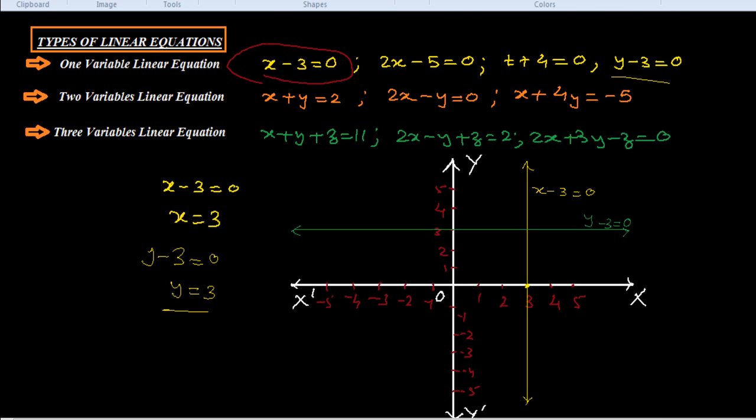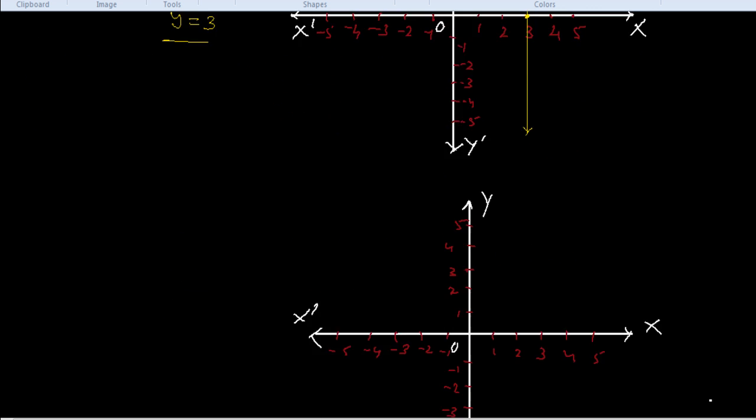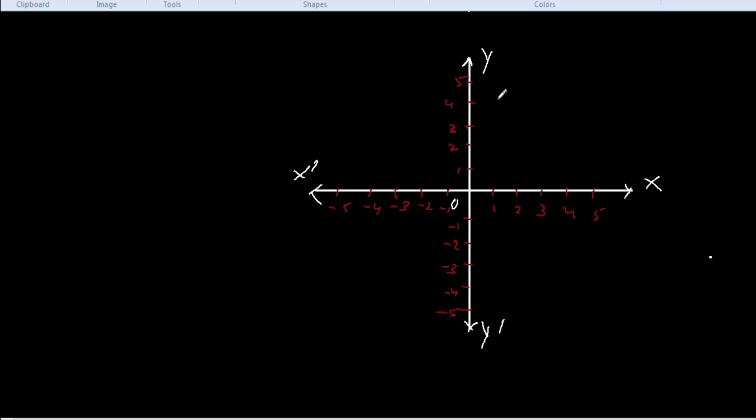Now we take one equation from the two variable equations, x plus y is equal to 2. So now let us see what happens. y is equal to 2 minus x. Here x is the independent variable and y is the dependent variable. The value of y depends on x in this equation.